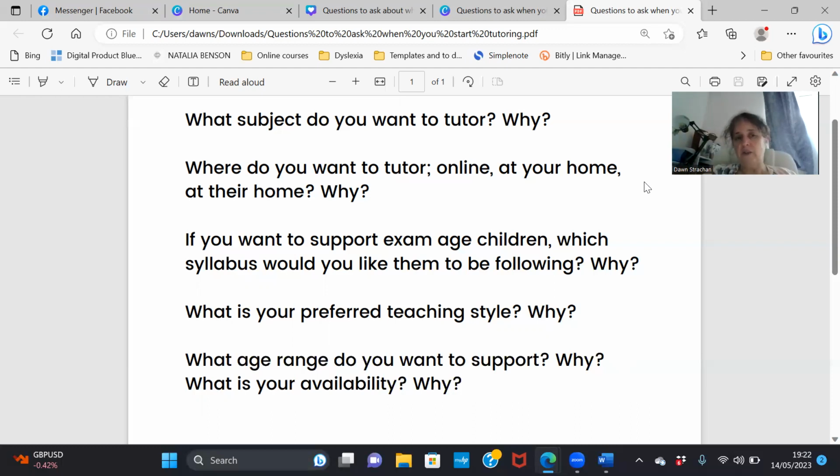Is it easier for you if you do it at their home because that way you don't have to worry about your house being suitable for people to come into, perhaps if you've got children at home or pets or whatever the reason may be? Is it easier to rent a physical tutoring centre and do group lessons? Have a think. What is your why as to where you want to do your tutoring?